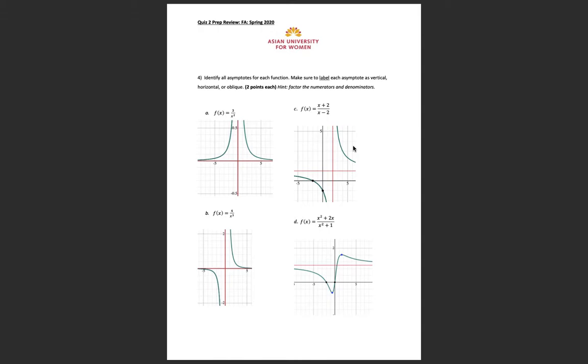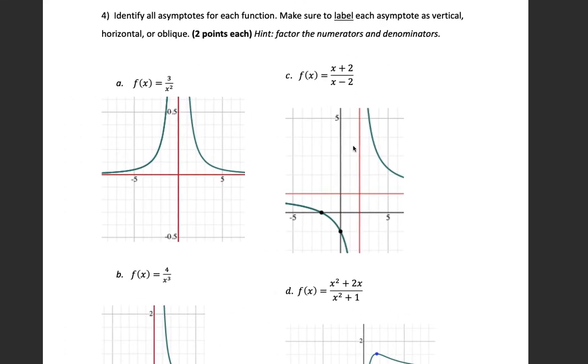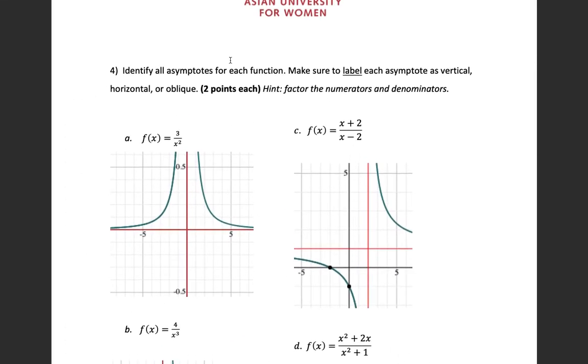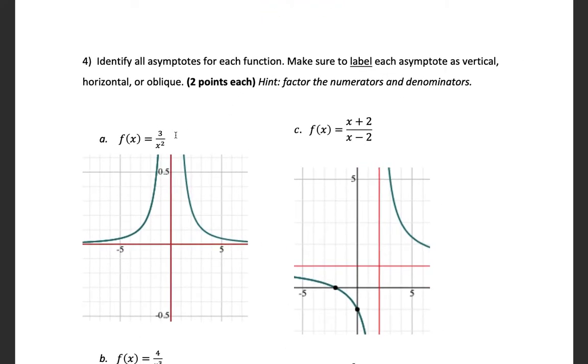Hello everyone. In this video, we'll try to identify the asymptotes of the function. This is a function given, 3 divided by x squared. What will be the asymptote of this function? Asymptote means vertical asymptotes, horizontal asymptotes, and oblique asymptotes. So what will be the asymptote of all these functions? This is our question.